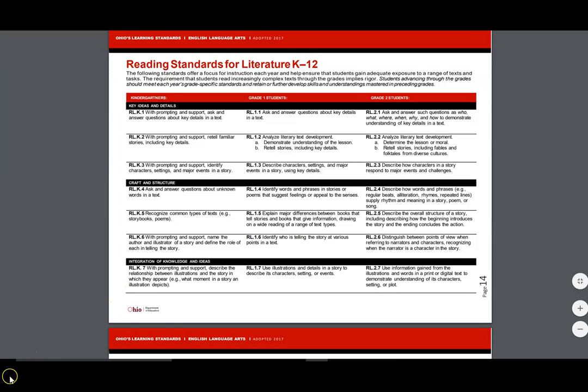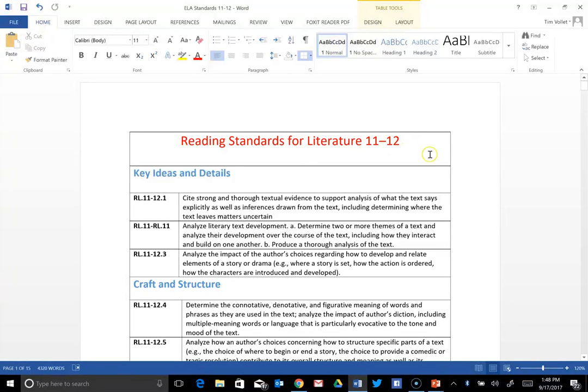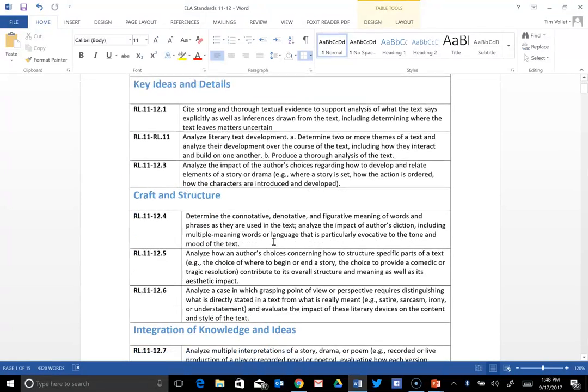So I'm going to tell you what I did here. And here it is. I sort of went through that document and copied and pasted all of the standards for grades 11 and 12 so you could have a separate document that was easier to work with, I think. So here's the reading standards for literature, grades 11 and 12. There's the big topic, and there's your standard statements under that topic.